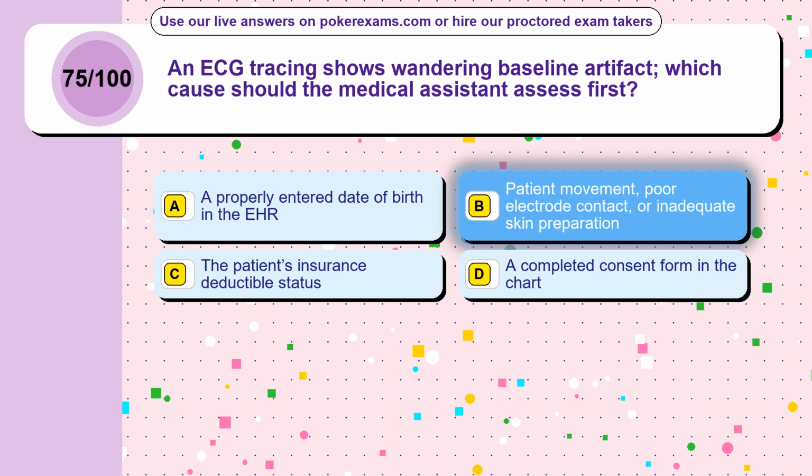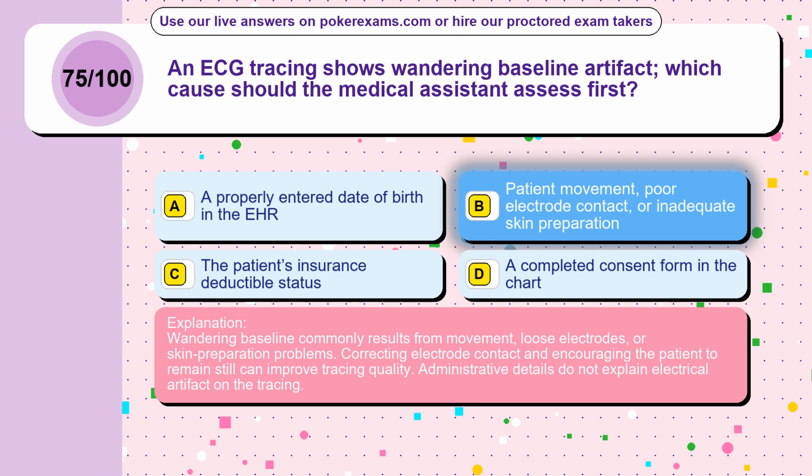The correct answer is option B, patient movement, poor electrode contact, or inadequate skin preparation. Wandering baseline commonly results from movement, loose electrodes, or skin preparation problems. Correcting electrode contact and encouraging the patient to remain still can improve tracing quality. Administrative details do not explain electrical artifact on the tracing.